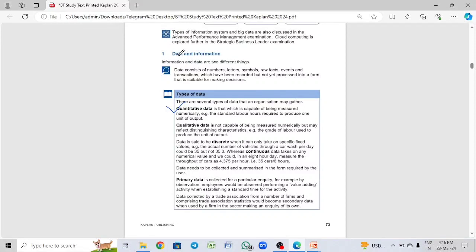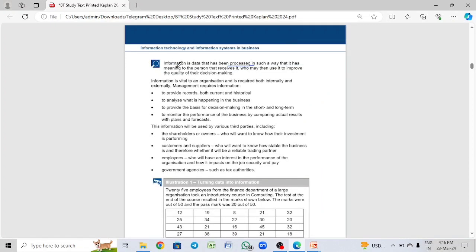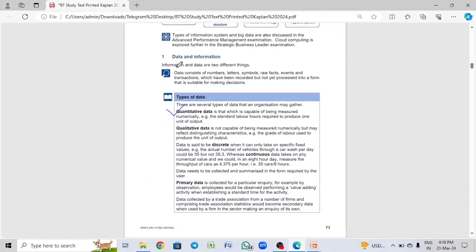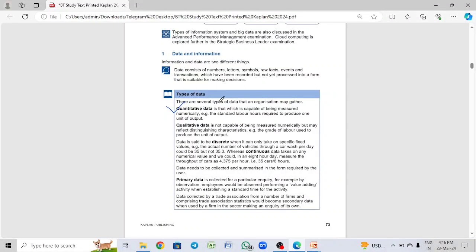Data consists of numbers, letters, facts, raw figures and transactions which have not been processed and are just being recorded. And information is the processed data which provides meaning to the person who receives it, thus helping in decision making. Now, what are the types of data? Data can be classified into various types, which are qualitative data, quantitative data, discrete data, continuous data, and primary and secondary data.